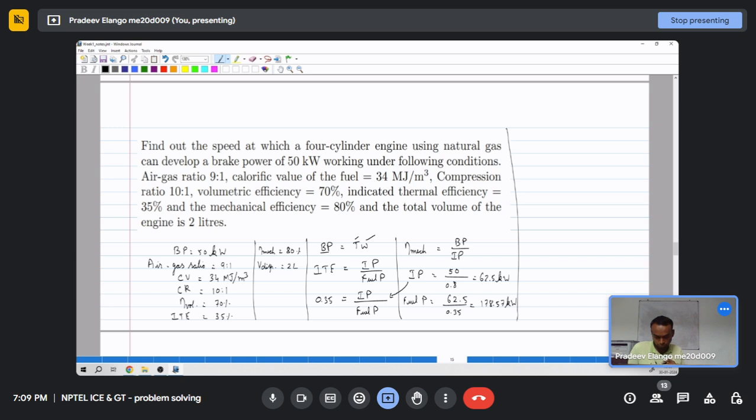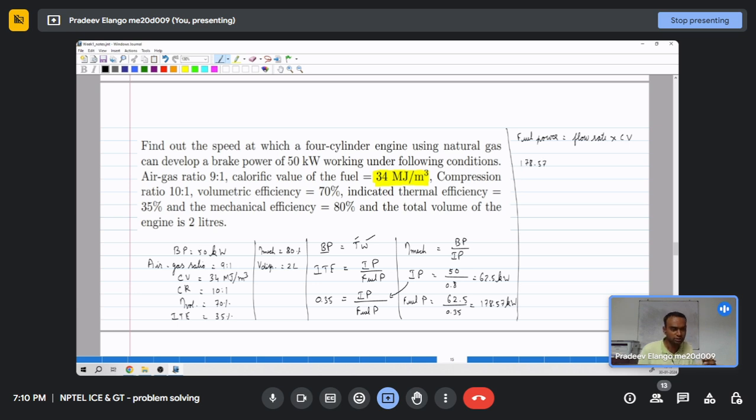Now we know this kilowatt is needed, and the calorific value of fuel is given. It's 34 megajoule per meter cube. So we can calculate how much fuel flow rate should be there to get this power output. So we have fuel power is equal to flow rate into calorific value. Right?